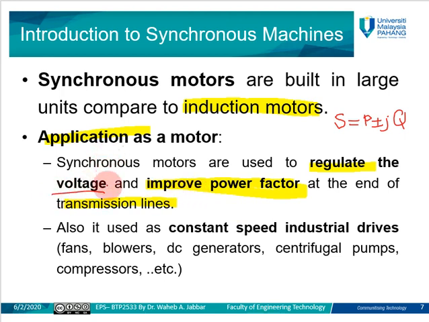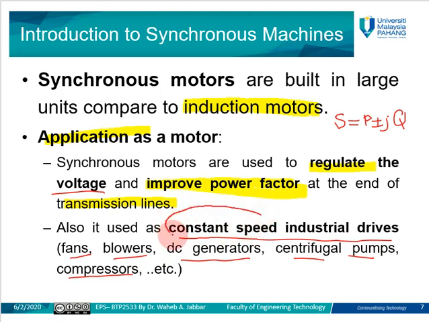Okay. Second application: it can be used as constant speed industrial drives, for example, for fans, for blowers, for DC generators, for centrifugal pumps and compressors and so on. All such equipment or machines require constant speed.